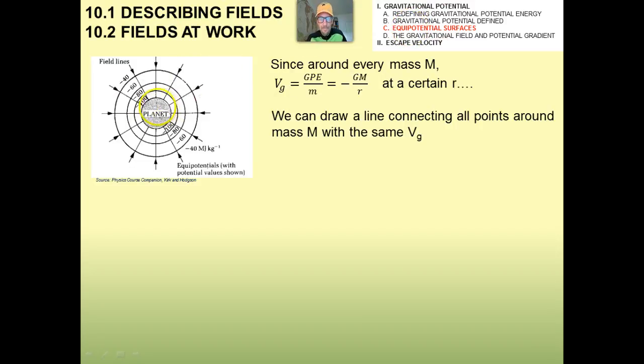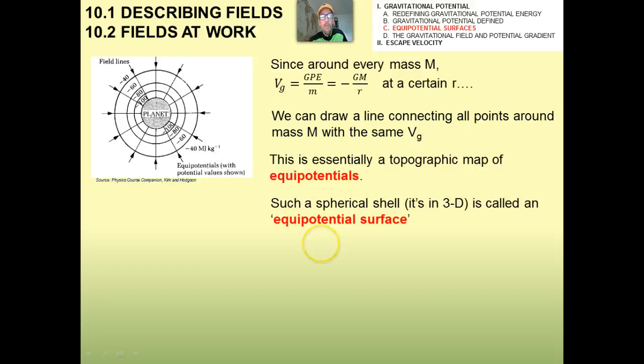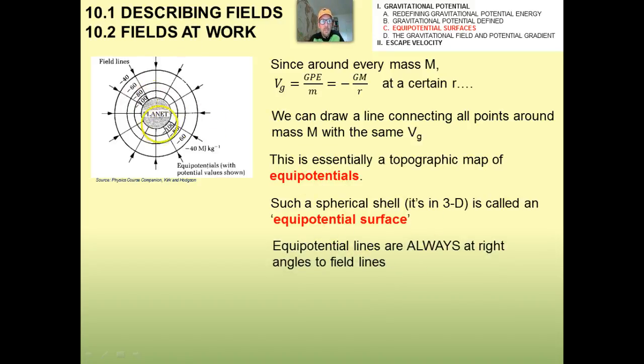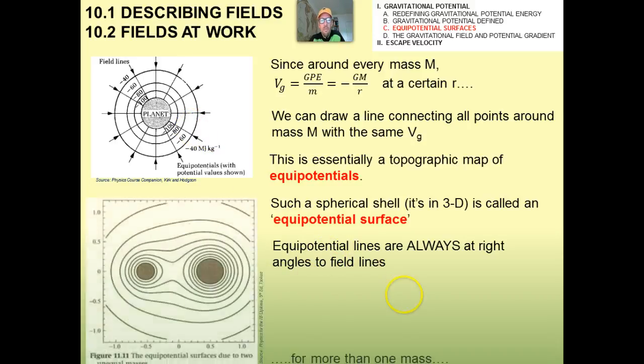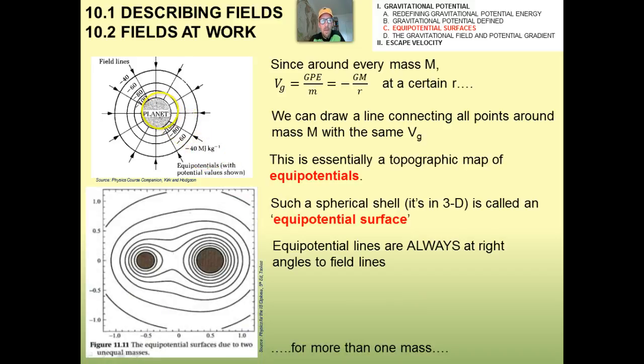So if you have a planet, mass M, remember V sub g depends on r inversely. We can actually draw a line connecting all the points around that mass big M with the same gravitational potential. It's essentially a topographic map of what are called equipotential surfaces. If you consider this as being concentric spherical shells around the planet, because everything's in 3D, this is called an equipotential surface. And equipotential lines are always at right angles to field lines, which is why it's very easy to draw them. And given the equipotential lines, you can always draw the field lines or vice versa, okay?